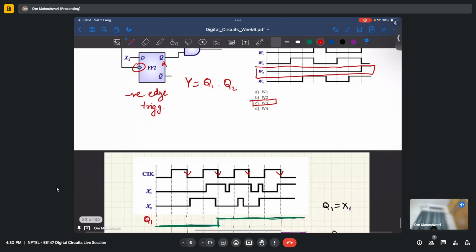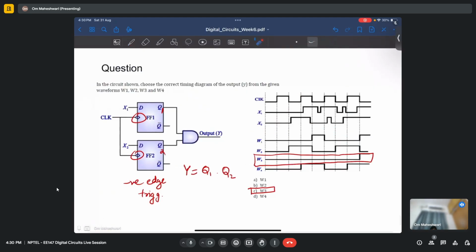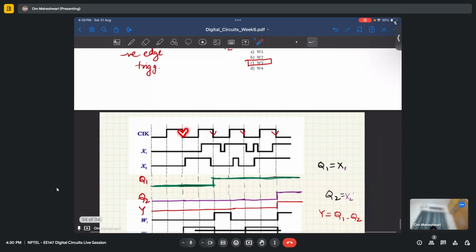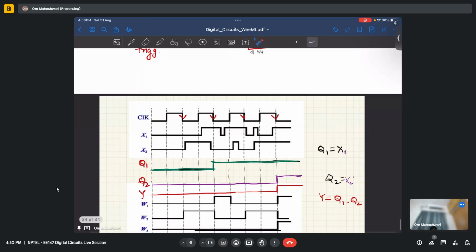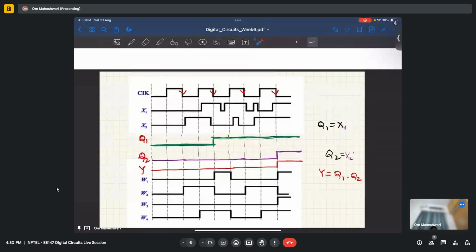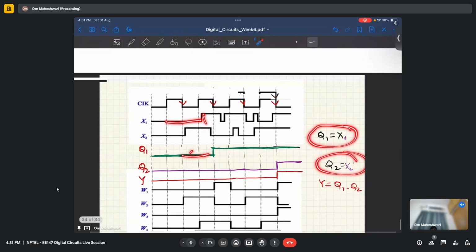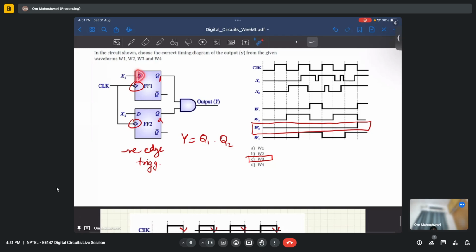So just two things to remember here. One is take care that this is negative edge. Since there is a bubble here, that means it is negative edge triggered. Negative edge triggered means at the negative edges of clock, when clock goes from 1 to 0, then only any change would happen, and that change would be same as whatever is in input, because these are D flip-flops, right? So we get W3 as Y.